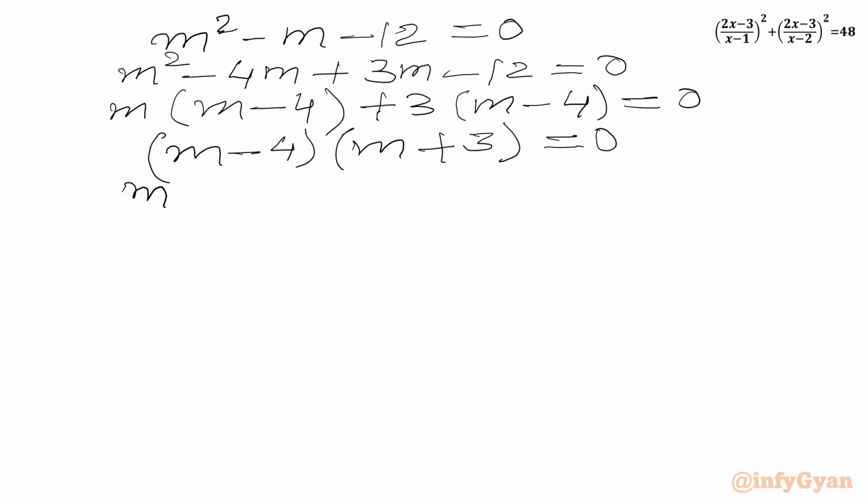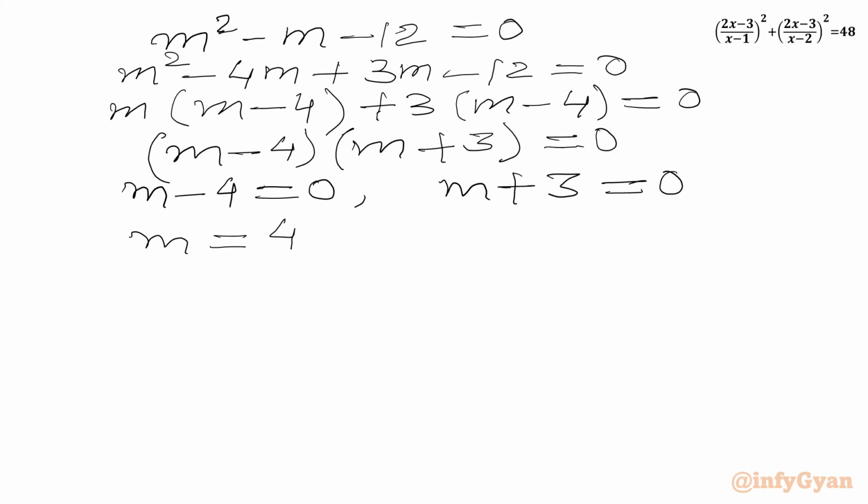Using the product 0 rule, we will write either m minus 4 equal to 0 or m plus 3 equal to 0. So from our first equation, we will get m equal to 4. And from the second equation, we'll write m equal to minus 3.